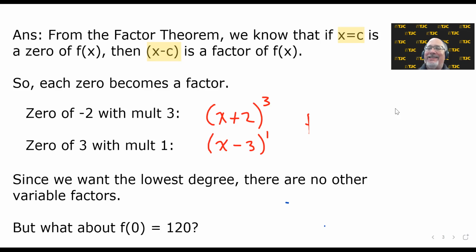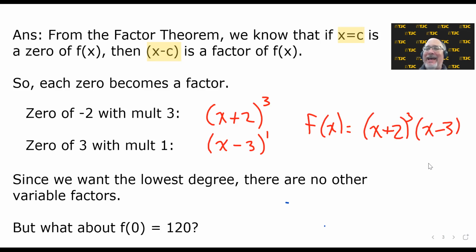And so our function has to have these factors. And since we want the lowest degree, there are no other variable factors, which means our function has to contain x plus 2 to the third power and x minus 3. No other variable factors because we don't want a higher degree than necessary.